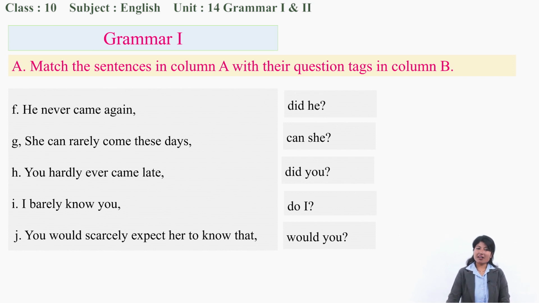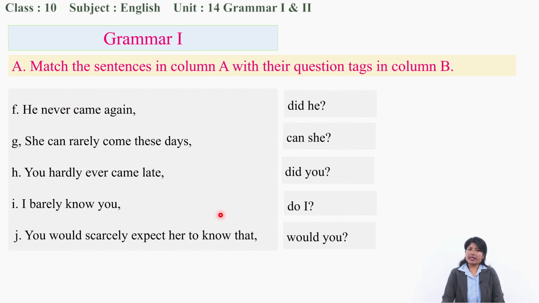If statements are positive, then we add negative tags. If statements are negative, we add positive tags. Here in F, he never came again. Never itself made the statement negative, right? So here we add did he, a positive tag. In G, can rarely come these days. Rarely also makes the statement negative. That's why can she. Similarly, the words hardly, barely, scarcely all express negative, so all these tags are affirmative, positive.